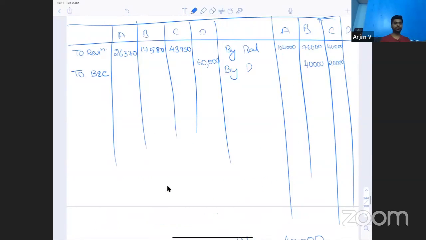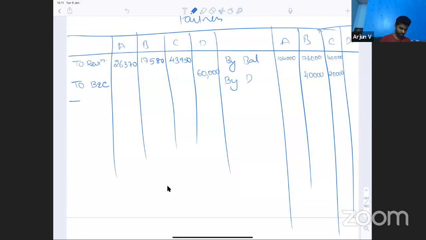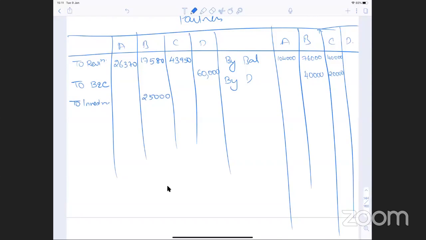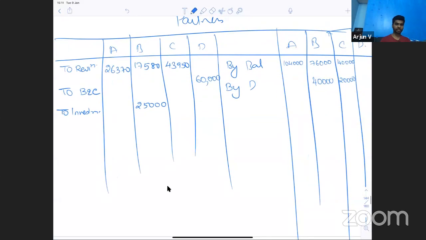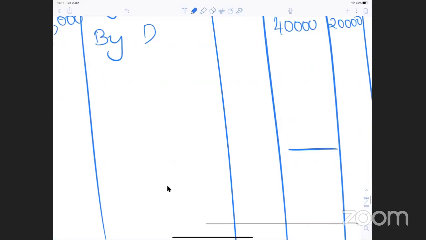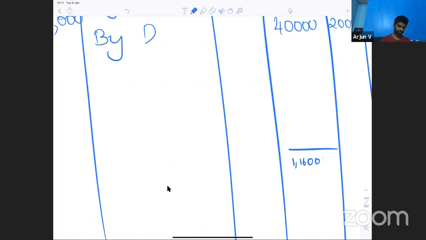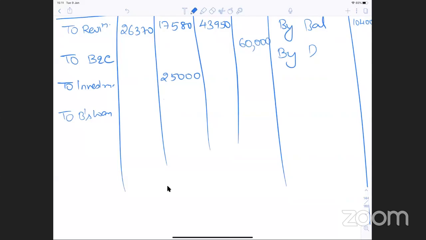Now they said B is going to get the investments at 25,000. Right? B's value 25,000. Now let us try closing B's account, because you'll be transferring it to B's loan account. That's the balancing figure, 1,16,000, and here it will be 73,420.